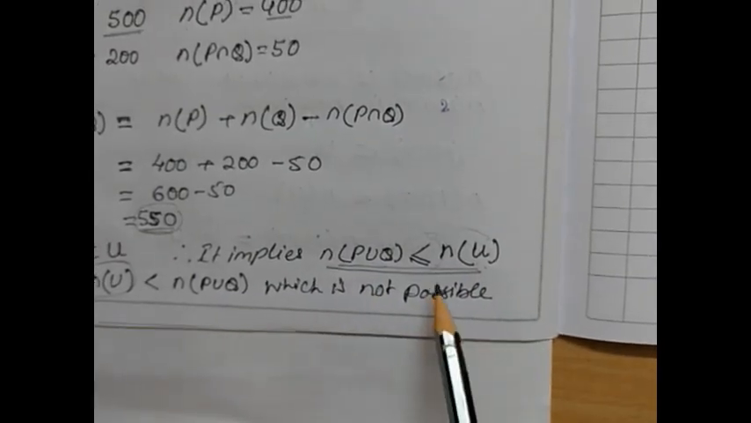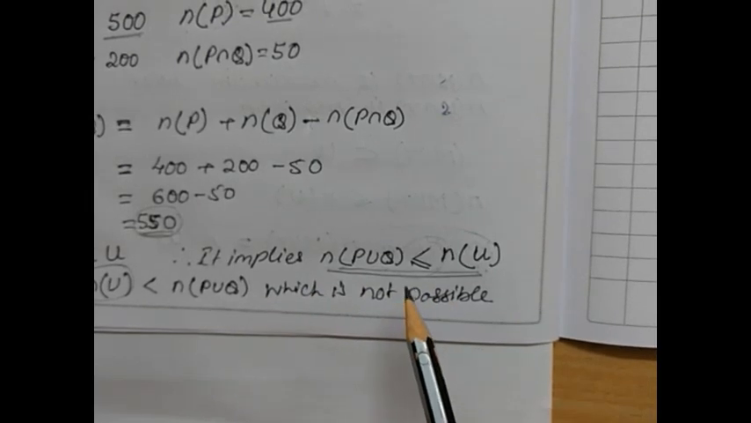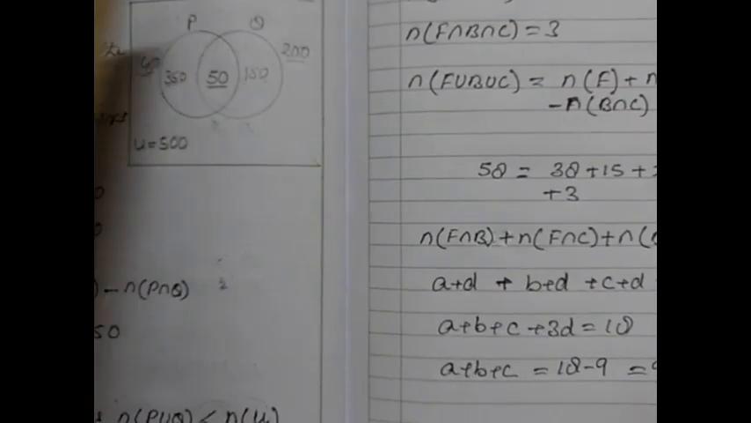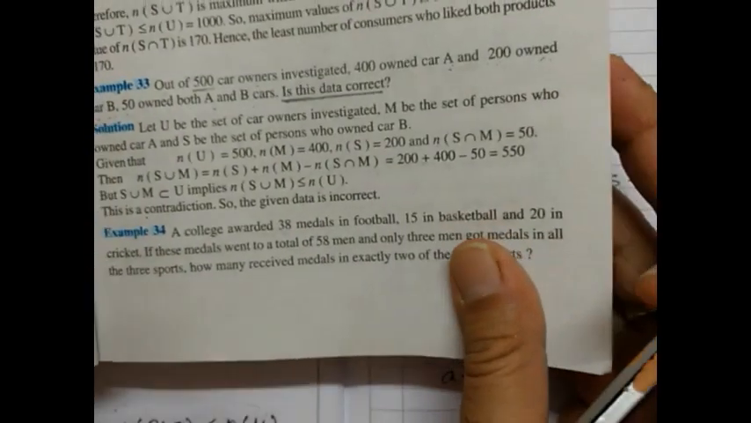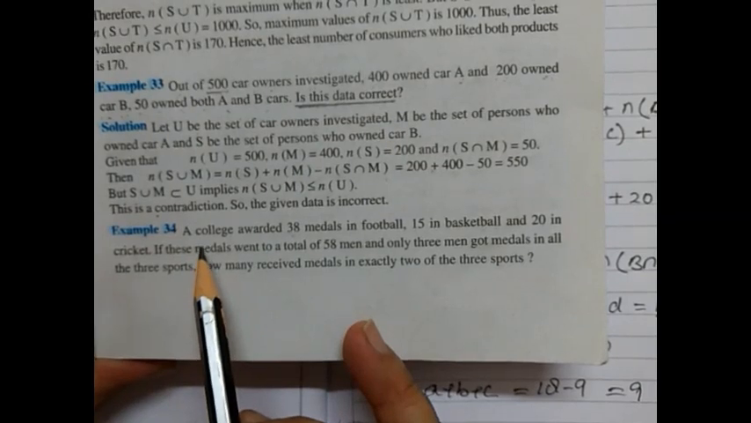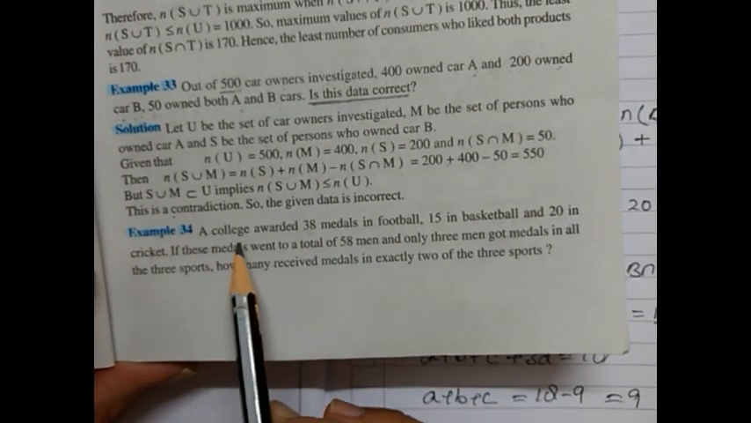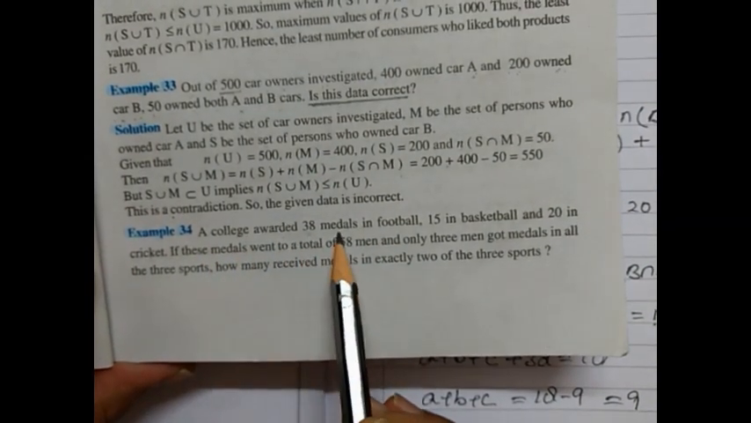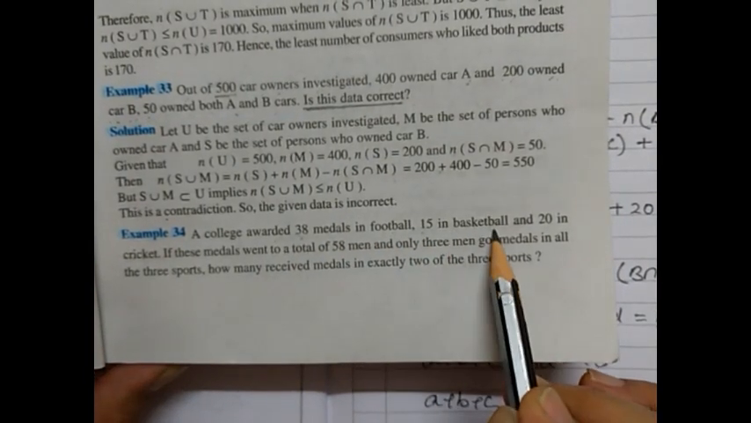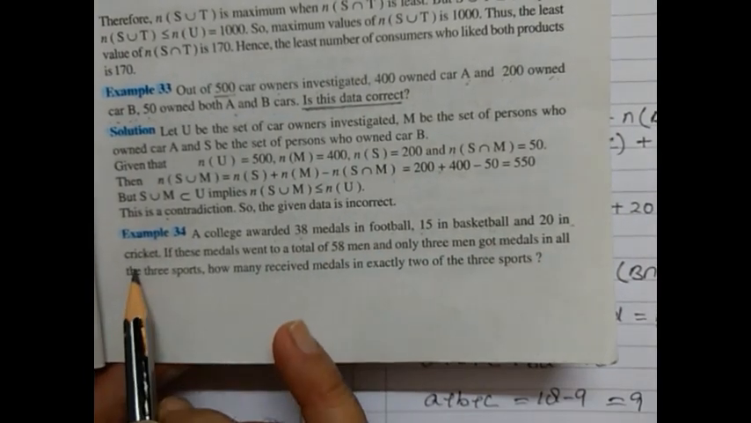Now we take up the next example, which consists of three sets. Here we see question number 34, example number 34. It states a college awarded 38 medals in football, 15 in basketball and 20 in cricket.